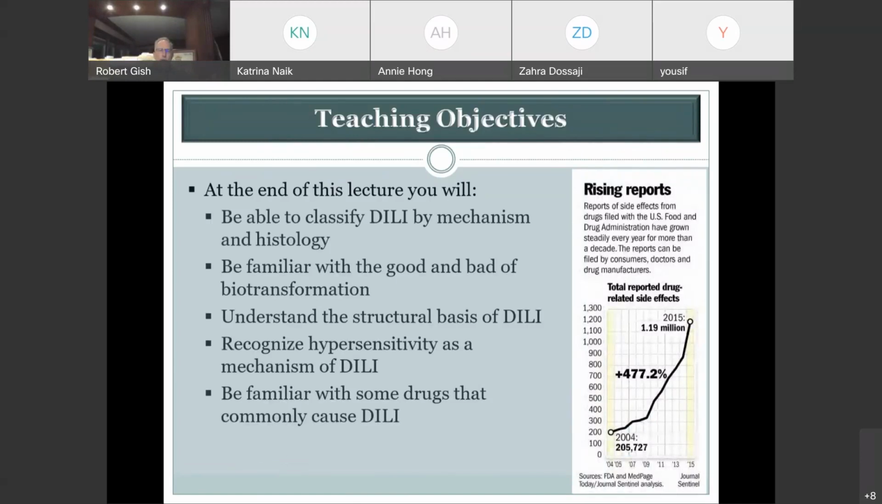We've gone through DILI. We've talked about mechanisms. We'll talk a little more about histology later. We talked about biotransformations and the key enzymes. It's kind of interesting on this right graph between 2004 and 2015. We've gone from 200 to 1,200 of reported drug-related adverse events to the US FDA. This can be filed by consumers, doctors, drug manufacturers, and part of this might just be a learning curve, more of an awareness of what's going on. Within 2015, 1.2 million cases. It's just absolutely huge.